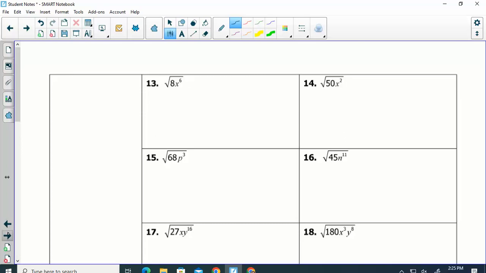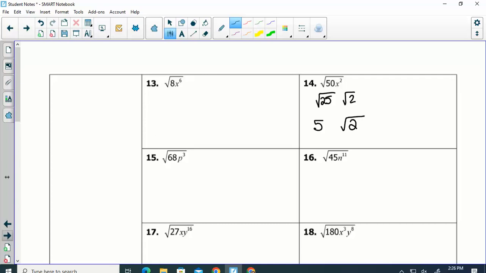25. Yep. Twice. So, good. We think of the 50 as a 25 times 2. Okay? So the square root of 25 is 5. We cannot do the square root of 2, so we still have that.